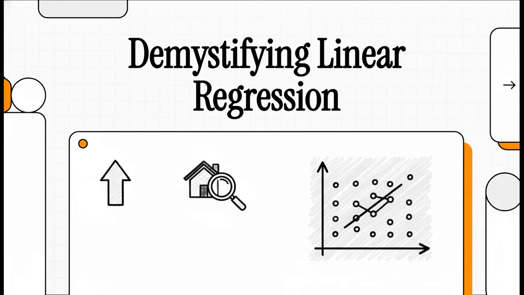Ever wonder how companies predict their sales for the next quarter? Or how Zillow gives you an instant estimate of your home's value? Well, a lot of the time, the secret sauce is a tool that's surprisingly straightforward but incredibly powerful: linear regression. So today, let's pull back the curtain and really demystify how this thing works.